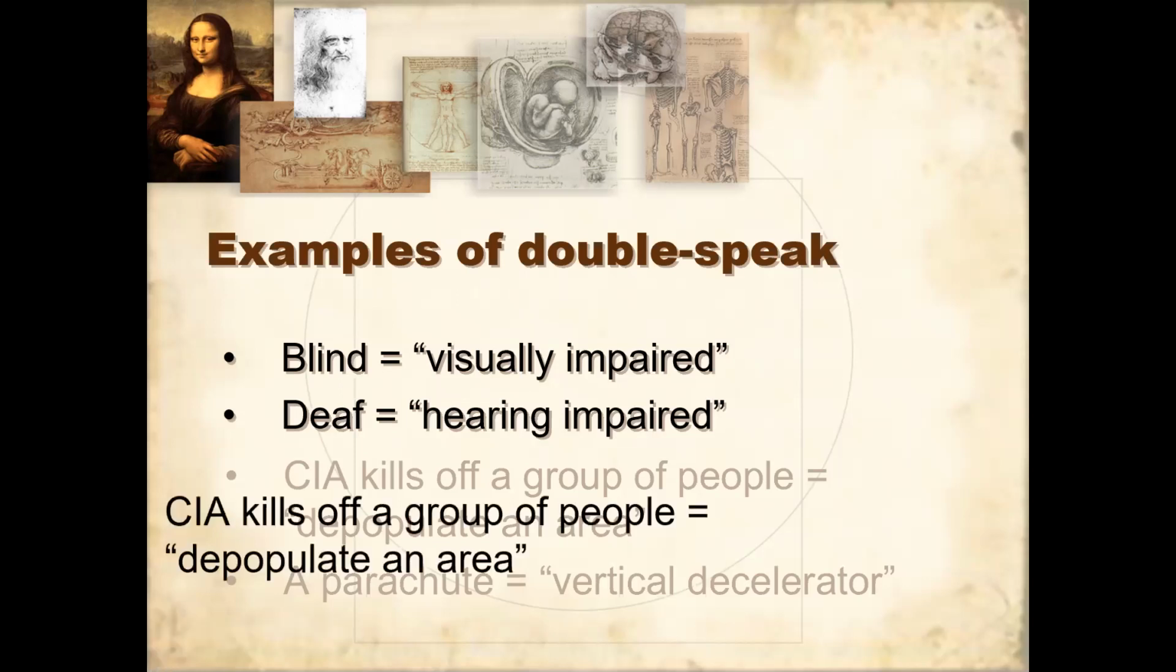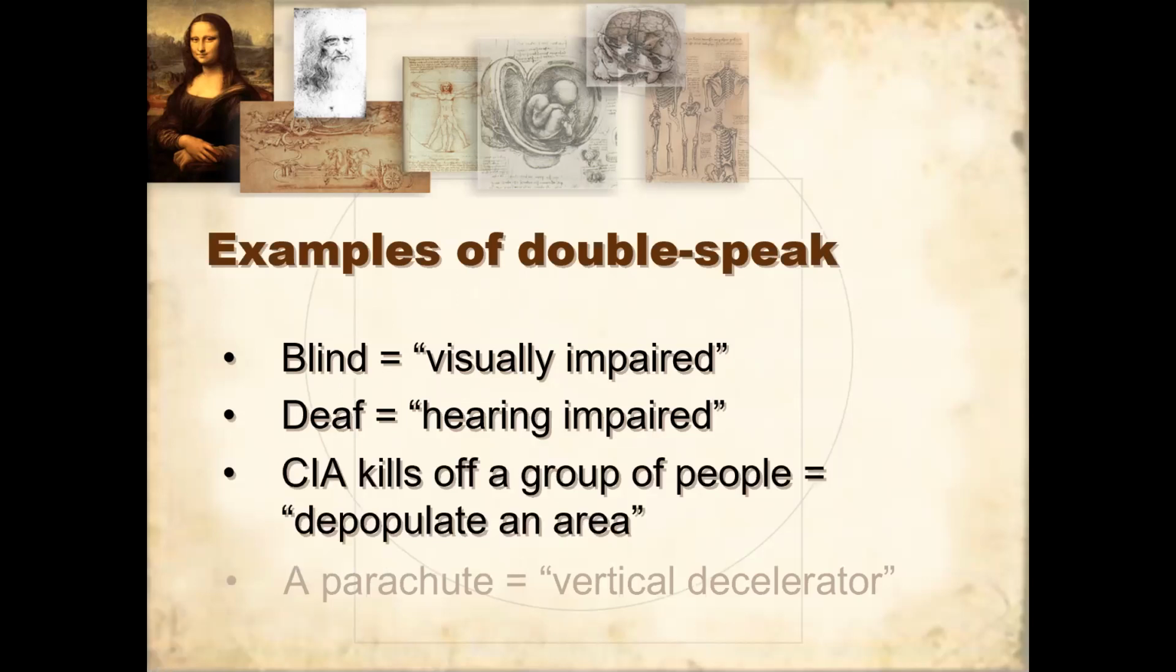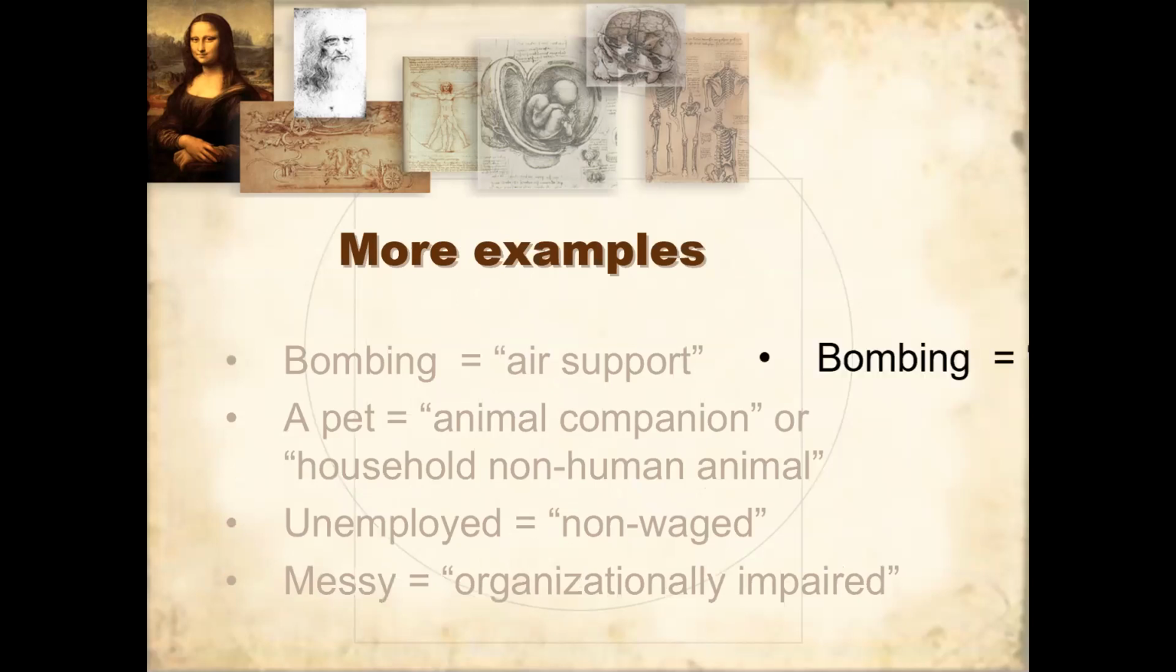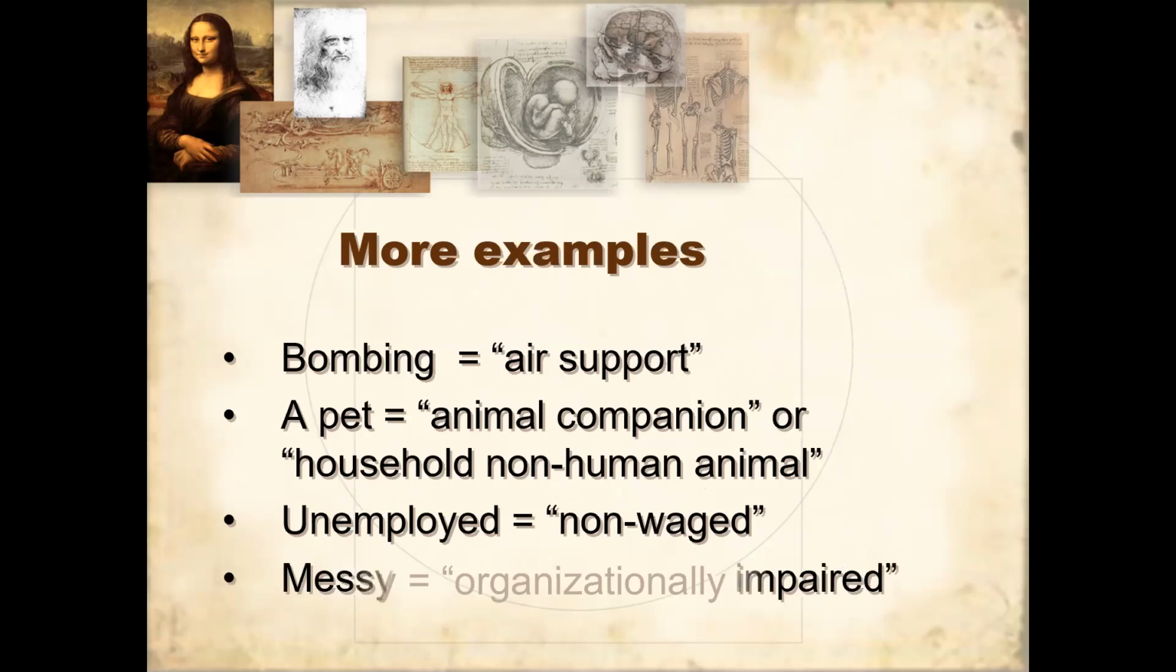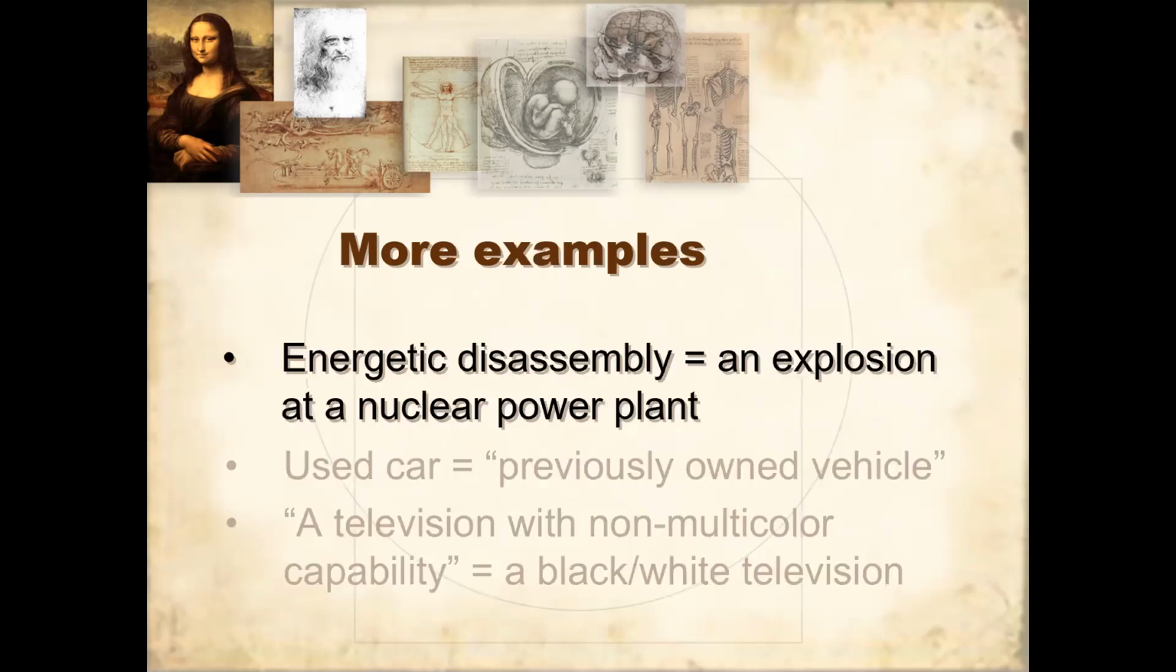But then you have ones like the CIA. Well, they depopulate an area. It sounds so much better than they killed off a bunch of people. A parachute, a vertical decelerator. If a military calls for air support, that means bomb. You're bombing them. Pets, since we're obsessed with them: animal companions or household non-human animal. Unemployed. It's so much better to say, well, I'm a non-wage person. I don't have a wage because I'm unemployed. Messy, you're organizationally impaired. An explosion in a nuclear power plant, you could call an energetic disassembly. It sounds far less scary.